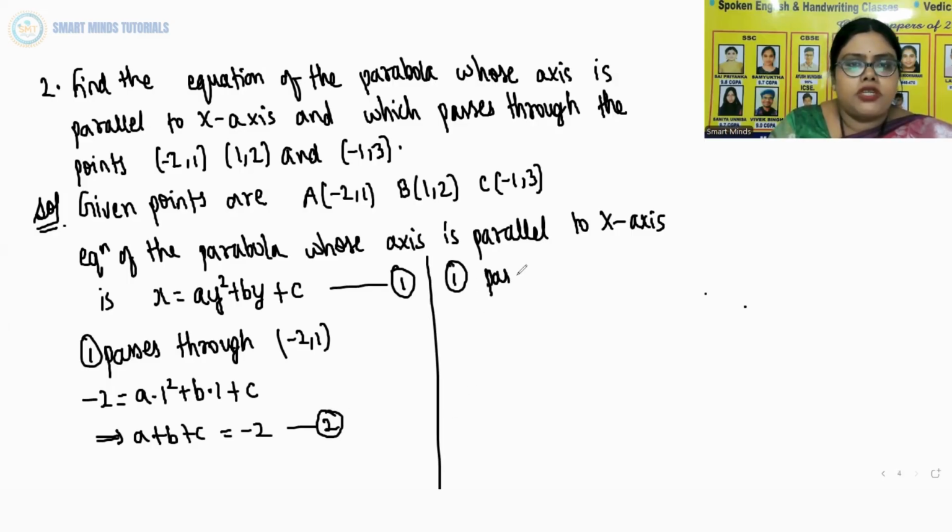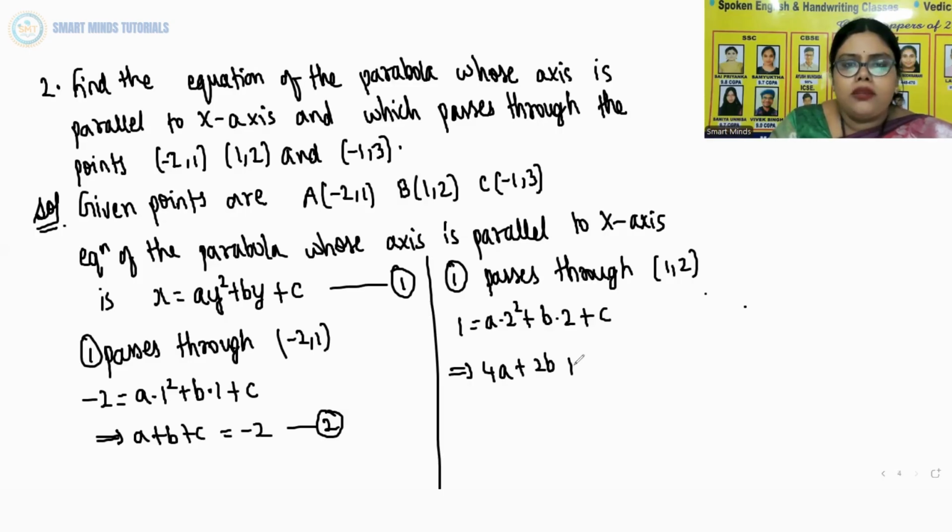Now equation number 1 passes through the second point. Second point is 1 comma 2. So in the place of x you put 1, in the place of y you put 2. So 1 is equal to a into 2 square plus b into 2 plus c. So you get 4a plus 2b plus c is equal to 1. Equation number 3.